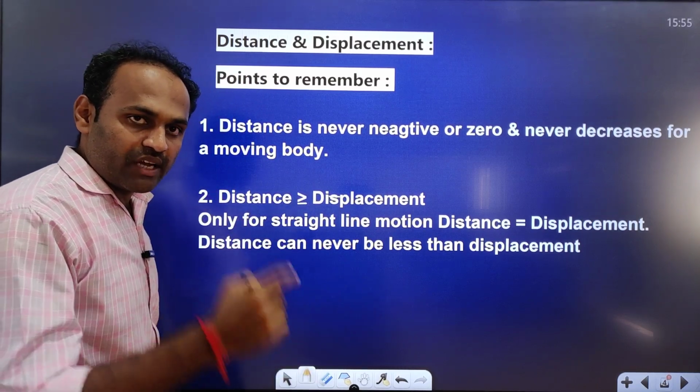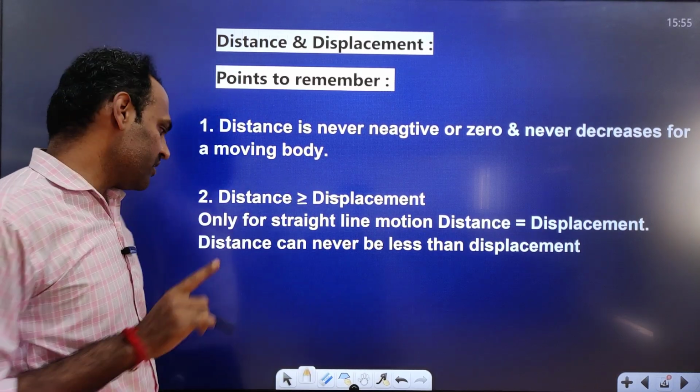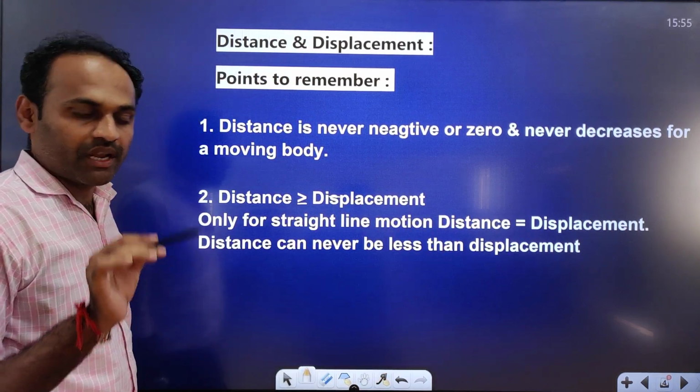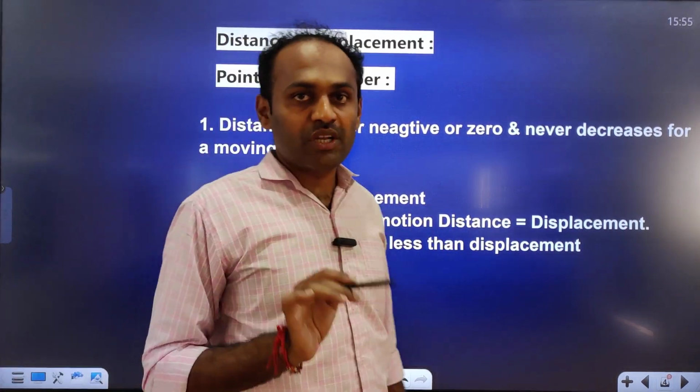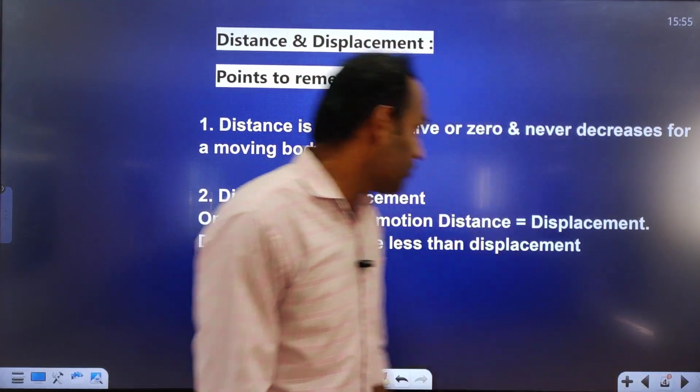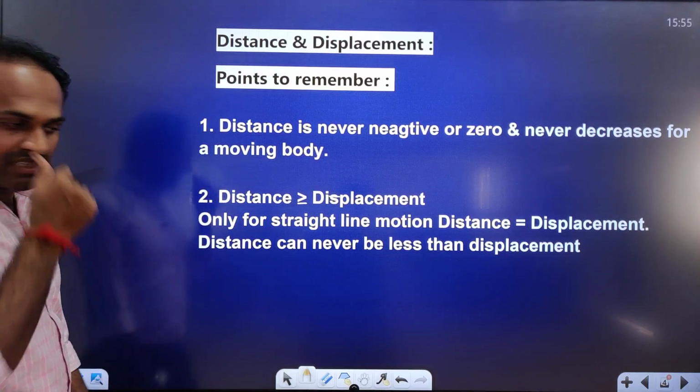Distance and displacement are equal only for straight line motion. Distance can never be less than displacement. They can be equal, but only for straight line motion. If it is not straight line motion, distance is always greater than displacement, right? So these are the points which you have to remember regarding distance as well as displacement.